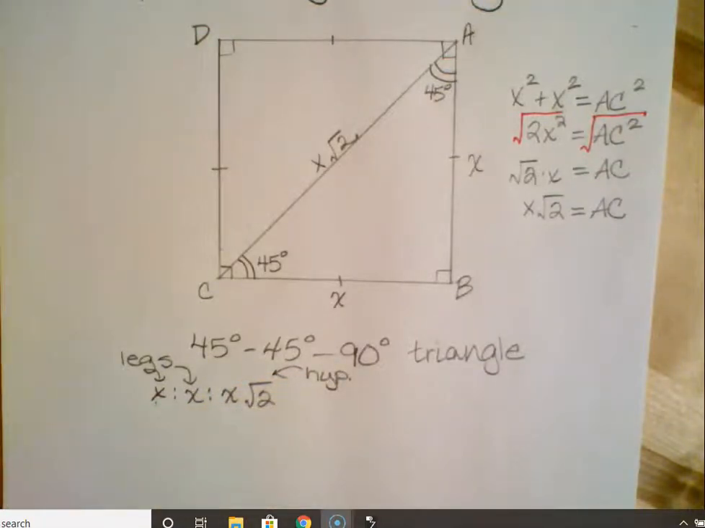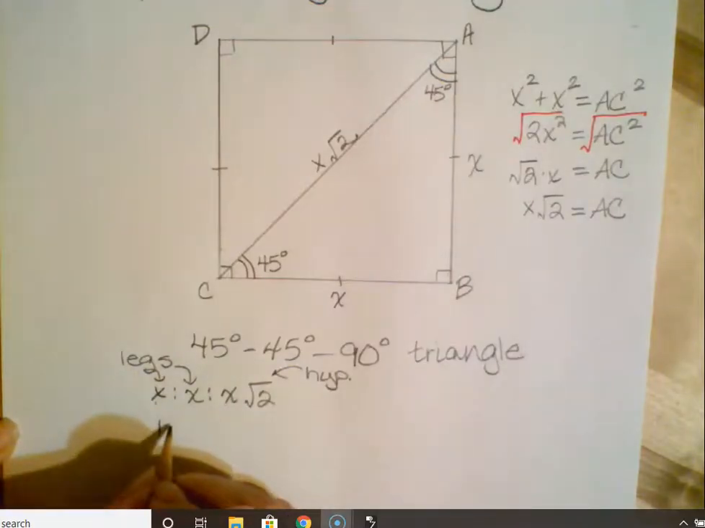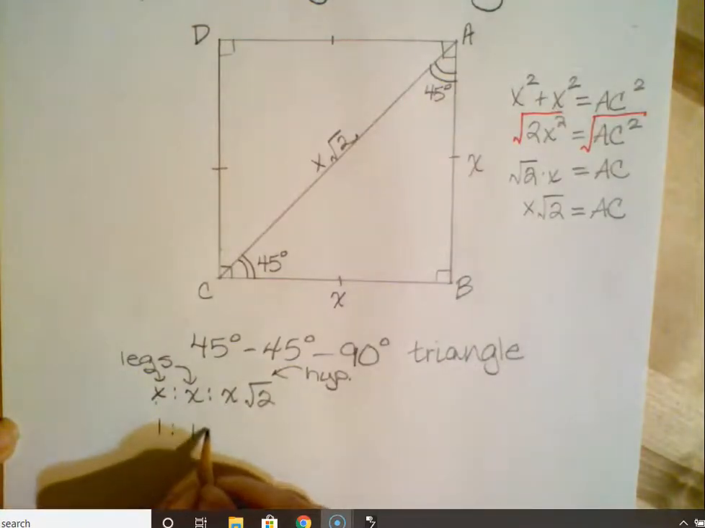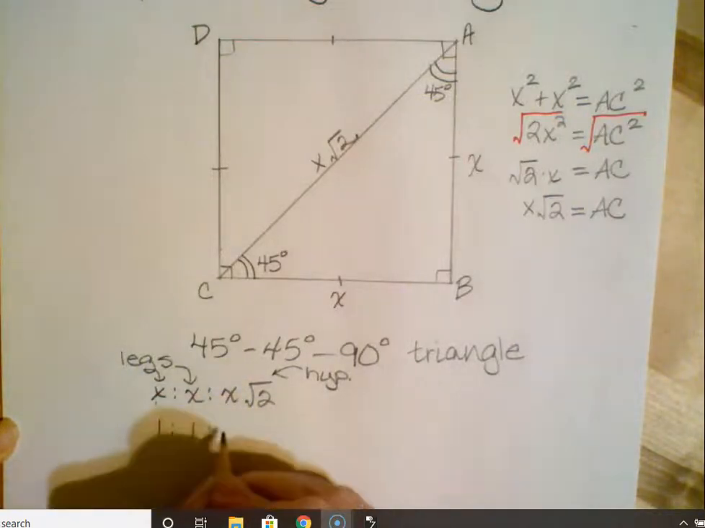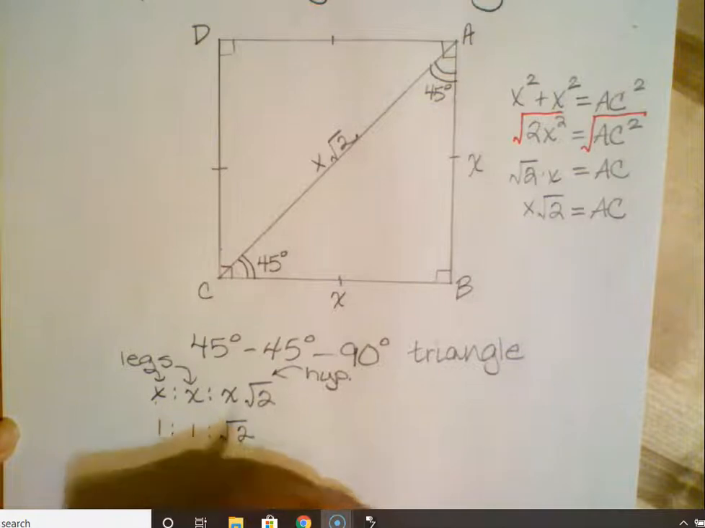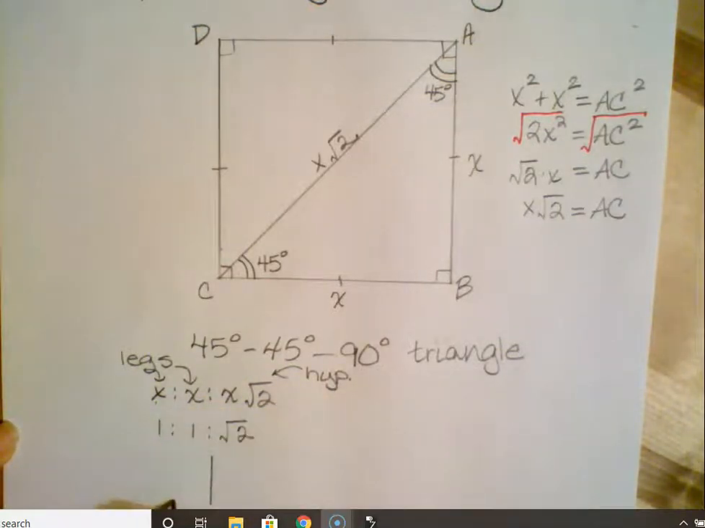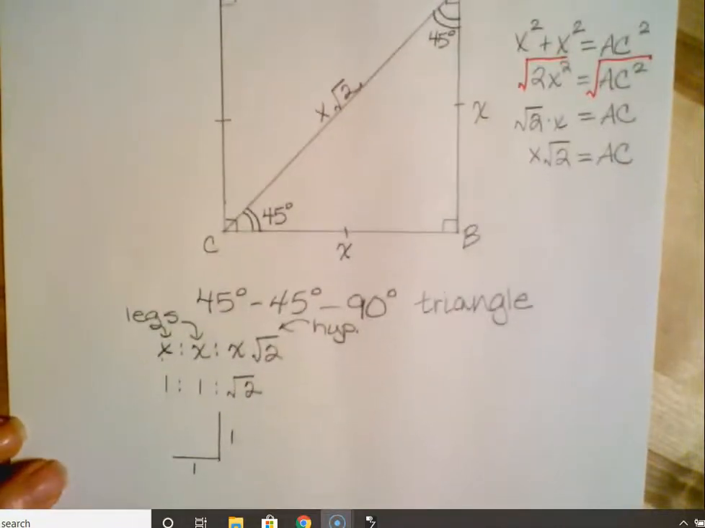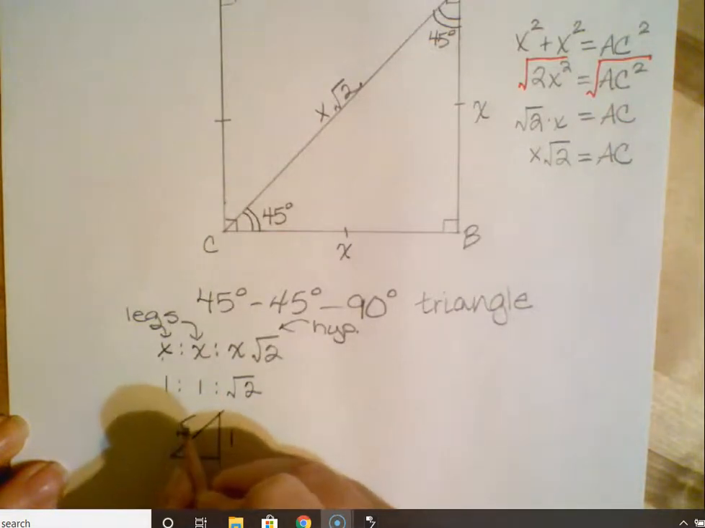Other books are going to say, well, what if we let the length of x, the side, be 1? In which case, if x is 1, we'd say 1 for each leg. And here we'd take x, which is 1, times the square root of 2 and get the square root of 2. So effectively what we're looking at there is a right triangle that's isosceles with legs length 1 and hypotenuse with a length of root 2.